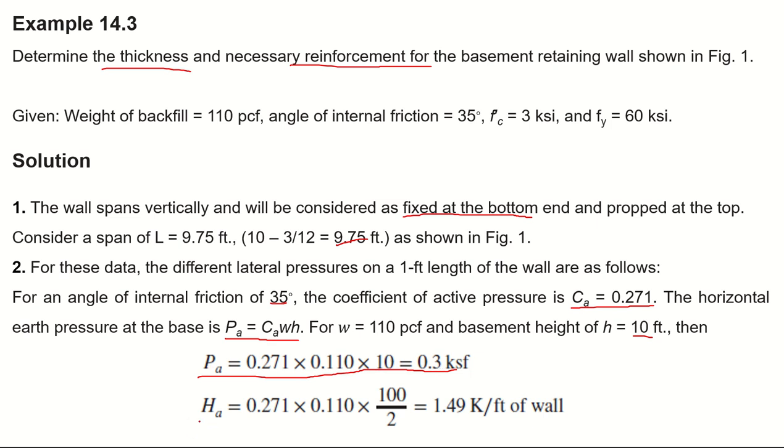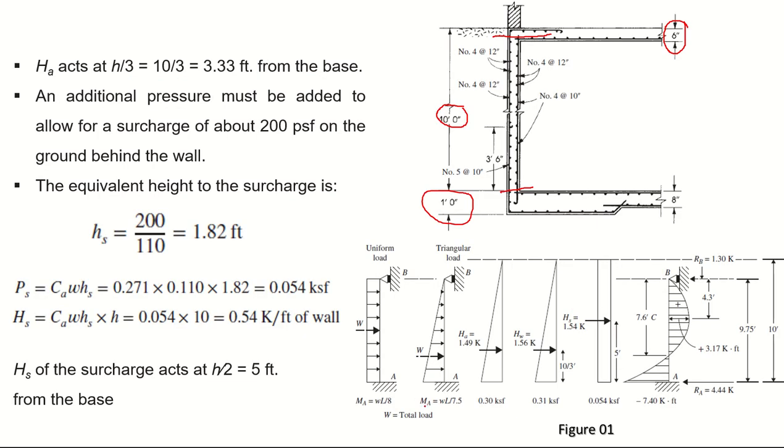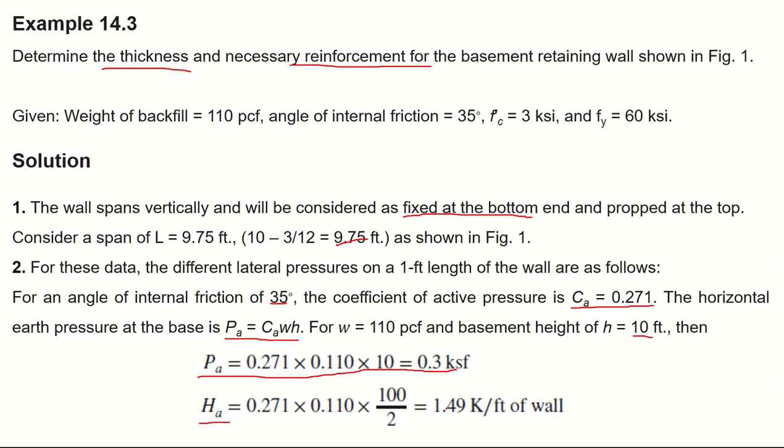And when we convert it into HA, we just multiply this with 10 by 2. So 0.271 times 0.11 times 10 times 10 by 2, because when you see here, it is the area of the triangle. So that's 1.49 kip per feet.